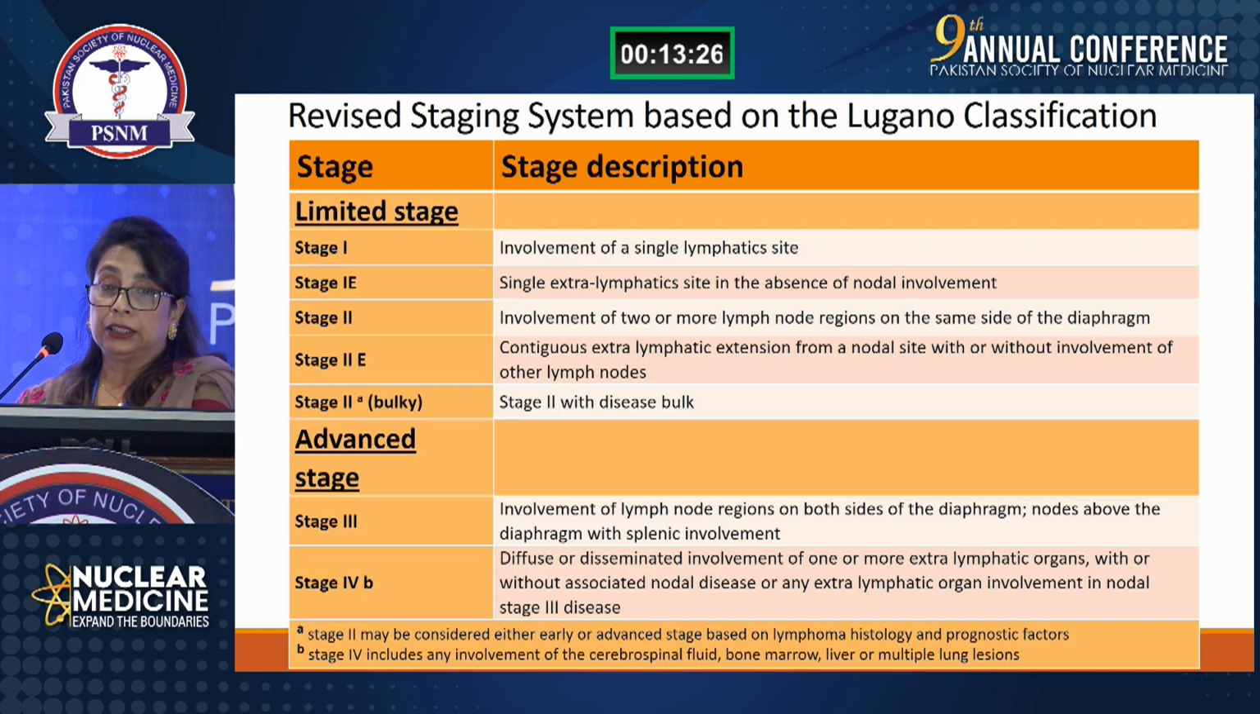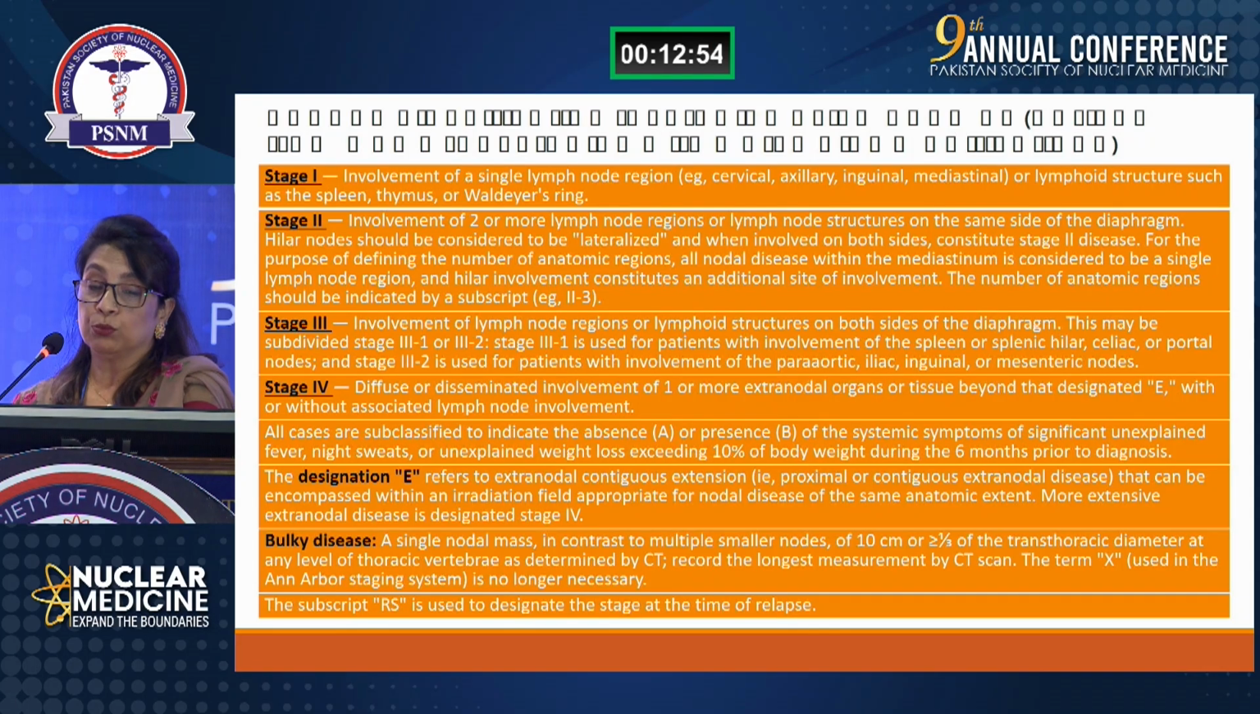Now, the revised staging system of Lugano is staged in a way that primarily follows the same as the Ann Arbor classification, except for the fact that here we identify the nodes or the tissues based upon the uptake of the radiotracer. So, this was pretty simple, what I just gave to you, but when you are reporting with this classification, it has so much more to take into account than just that simple chart that I put up there.